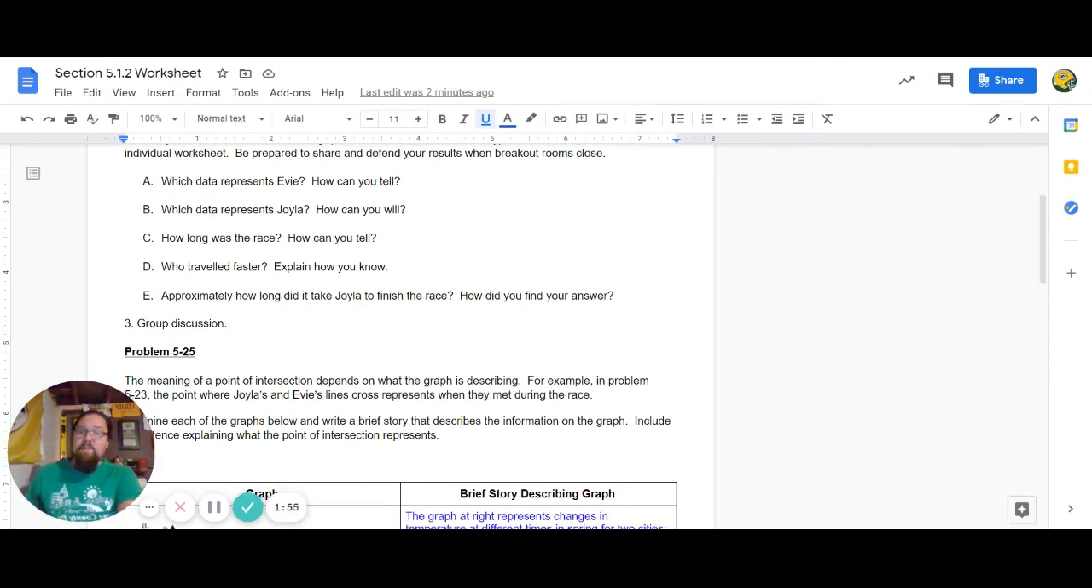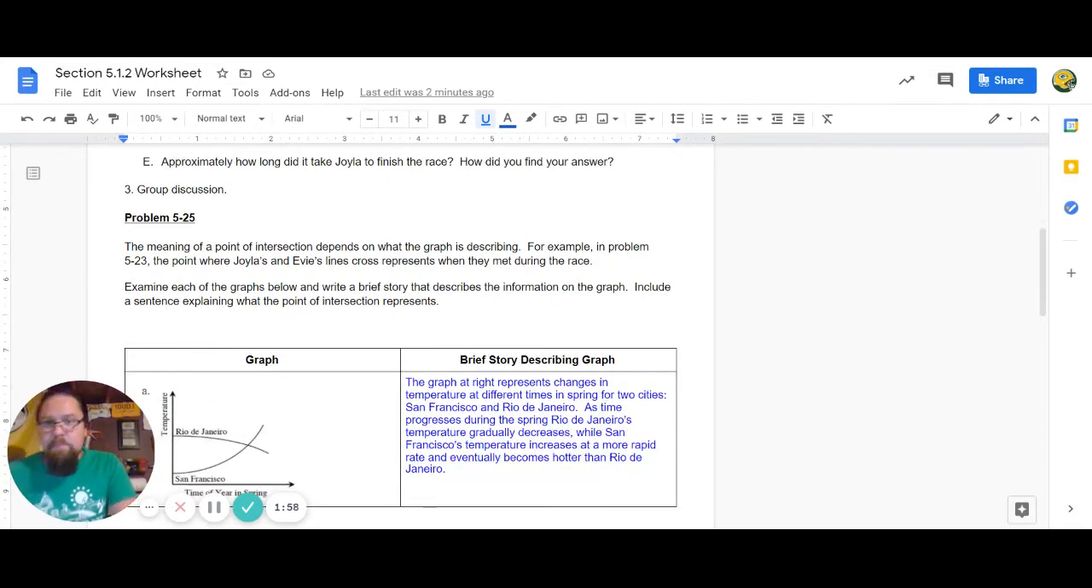Okay, problem 525 is the next one. It says the meaning of a point of intersection depends on what the graph is describing. For example, in problem 523, the point where Joyla and Evie's lines cross represents when they met during the race, the Iditarod. Examine each of the graphs below and write a brief story that describes the information on the graph. Include a sentence explaining what the point of intersection represents. And you know what? I actually didn't do that. I didn't read the directions well enough. So I'm going to add that at the end of my response live.